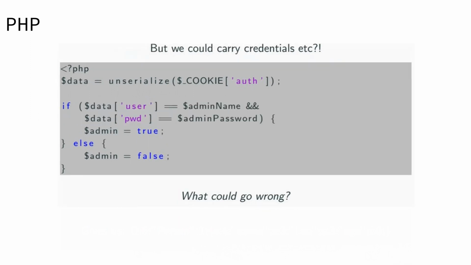There's another more subtle example. So now the cookie stores authentication credentials, and that is then compared if the unserialized data matches the administrator name and the administrator password. So in this case the user would need to know the administrator password that's stored server side, right? Well, wrong. Maybe take a moment and think about how this could be bypassed. This check here.